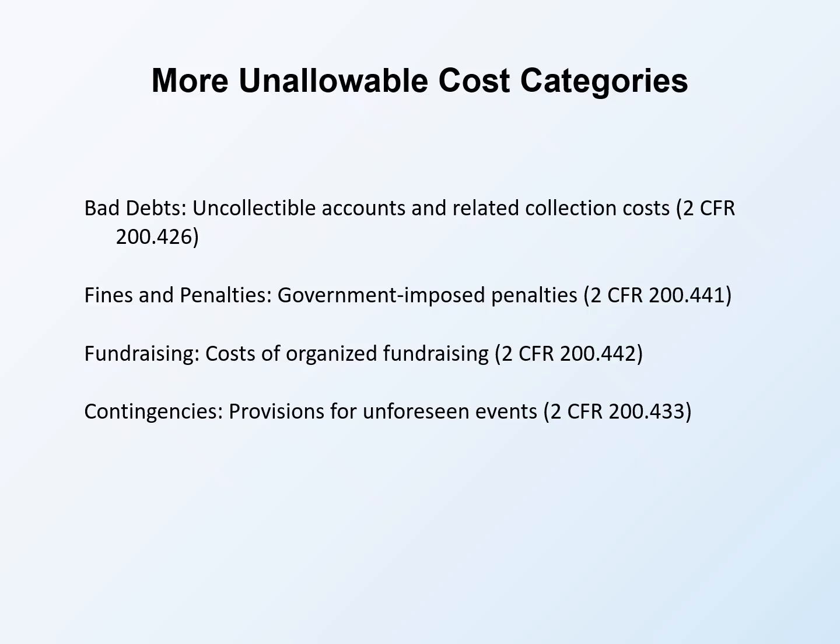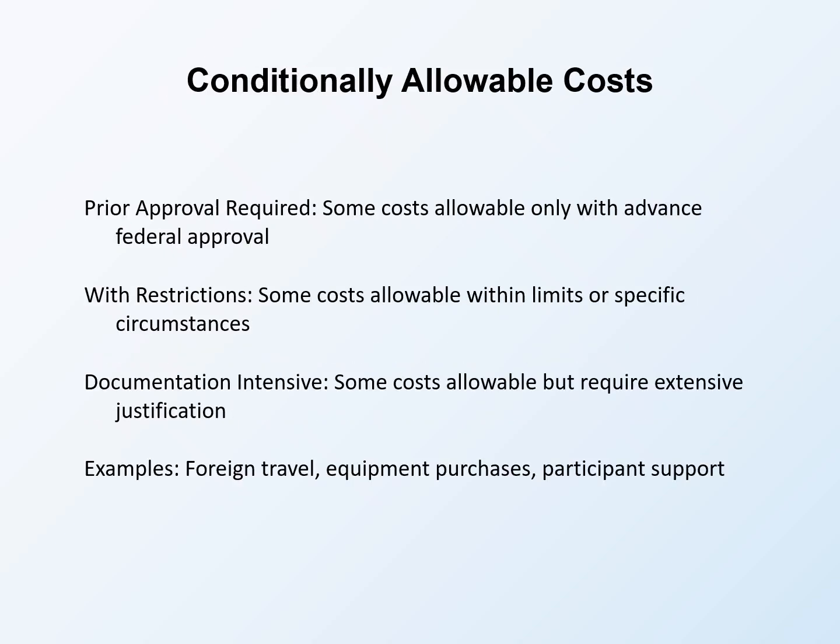You cannot budget a general reserve for unexpected costs. Instead, your budget should reflect realistic estimates of actual anticipated expenses, with any necessary adjustments handled through formal budget modification processes. Between universally unallowable costs and freely allowable costs lies a middle category, conditionally allowable costs. These require additional steps, approvals, or documentation to be charged legitimately.